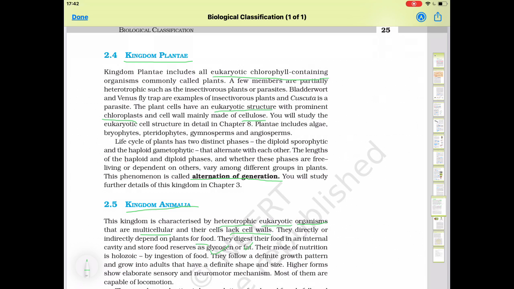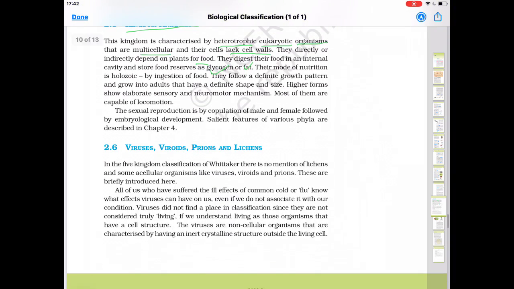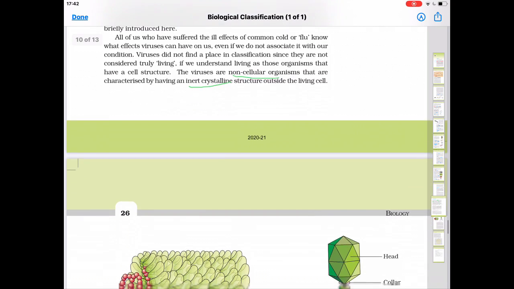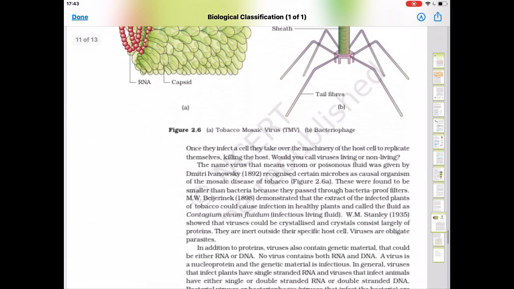So next are viruses, viroids, prions and lichens. So viruses first. They are non-cellular organisms outside the living cell and have an inert crystalline structure. When viruses are outside the living cells, they act as a non-living body. When inside the cell, they use the machinery of the host cell and then they become living. So they are the link between living and non-living.